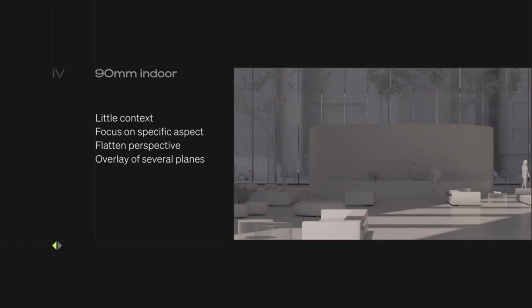90 millimeter is already this sort of photographic aspect, something you will not experience as a natural viewer. So you have almost no context, and you focus on a specific aspect. In this area, it starts to flatten the perspective. You can see that the overlap is getting shorter and flatter, and you can overlay several planes, etc.